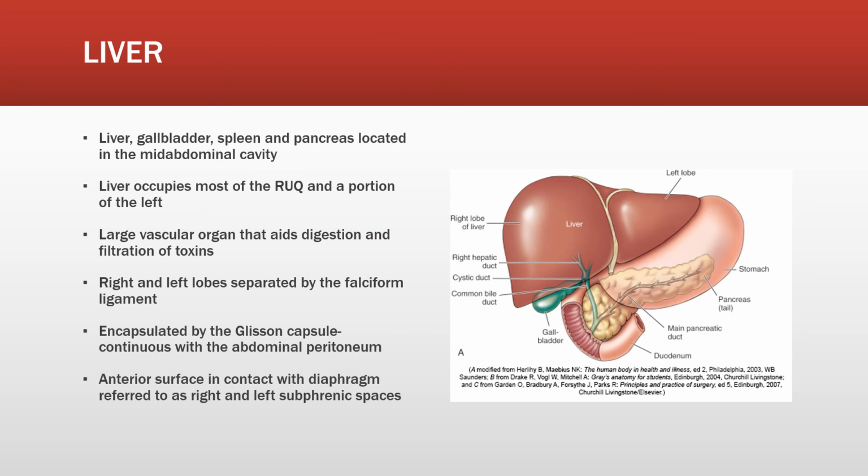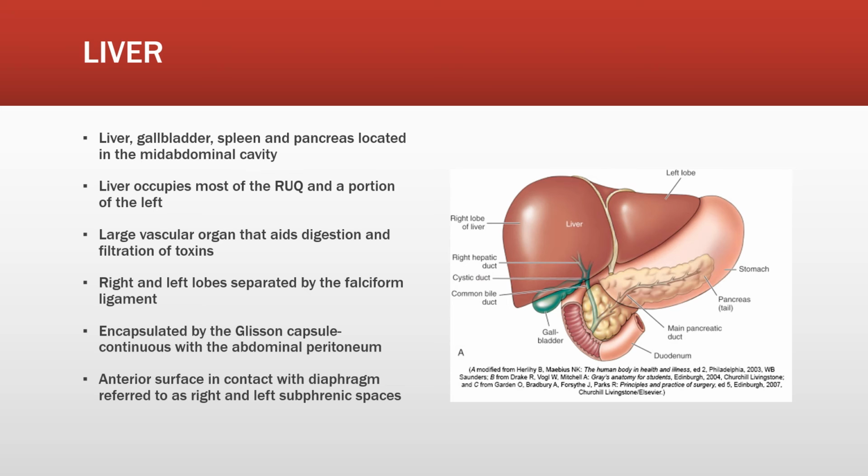So just a small review of the liver here. The liver, gallbladder, spleen, and pancreas are located in the mid-abdominal cavity. The liver occupies most of the right upper quadrant and a small portion of the left upper quadrant. It's a large, very vascular organ. It aids in digestion and the filtration of toxins. The right and left lobes are separated by the falciform ligament, which is often a good surgical landmark that we are using. And you can see that right here. That is our falciform.